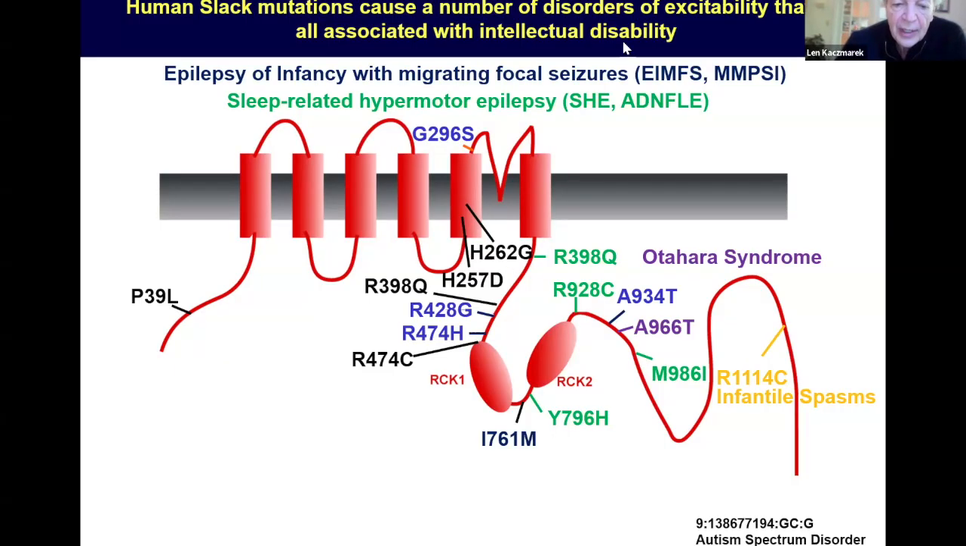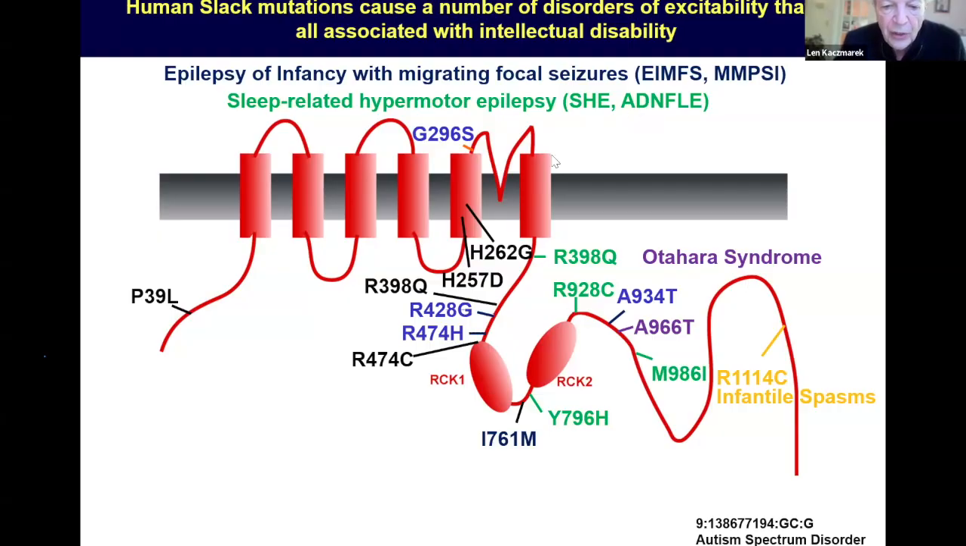And the major condition is this epilepsy of infancy with migrating focal seizures that starts within a few months of birth. It used to be called malignant migrating partial seizures in infancy. There's another condition called sleep-related hypermotor epilepsy, SHE, which used to be called ADNFLE. And the interesting thing is that there are a number of mutations that can cause this pattern of seizures, which occur later in development, between ages 6 and 8 generally. And they don't need to have intellectual disability.